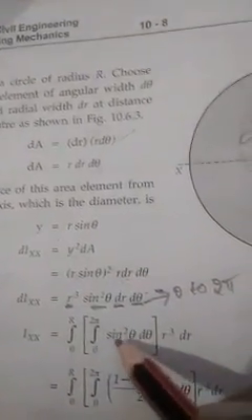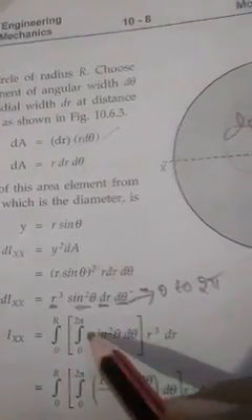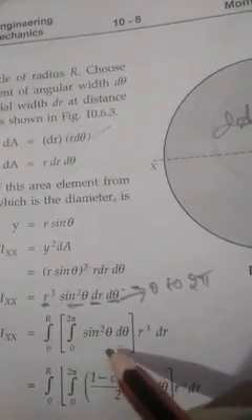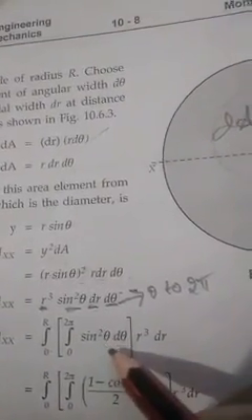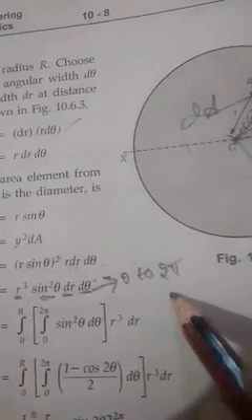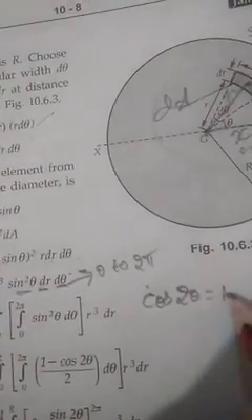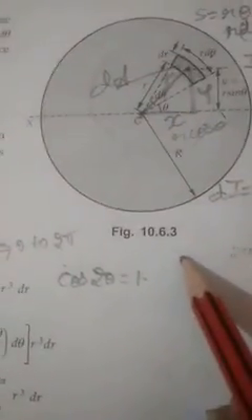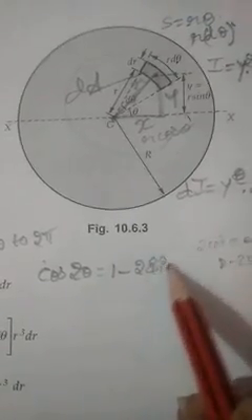Okay, so for the first term you take 0 to 2 pi, and for the sine theta you integrate. What you will get is sine square. So what you have to do is use cos 2 theta. So cos 2 theta is equal to 1 minus 2 sine square theta.